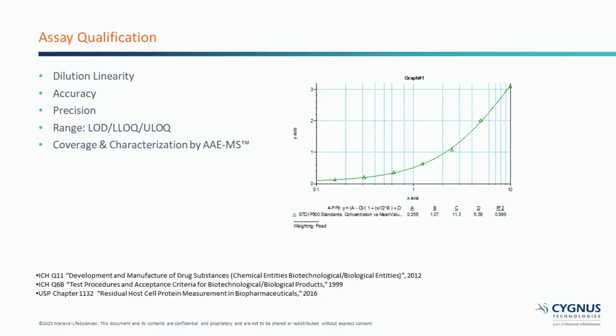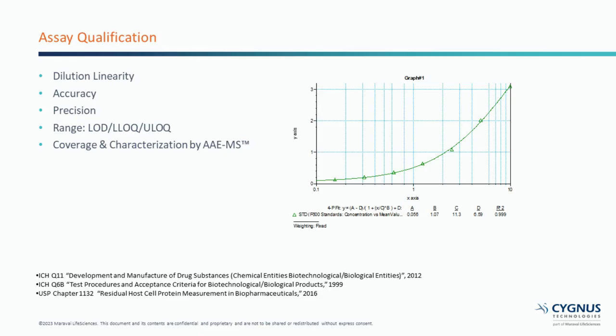But there is one additional and important requirement for HCP ELISA, which sets it apart from other ELISAs. You have to prove that an HCP antibody supporting this ELISA has sufficient coverage and can detect a wide range of HCPs that are present in each bioprocess.